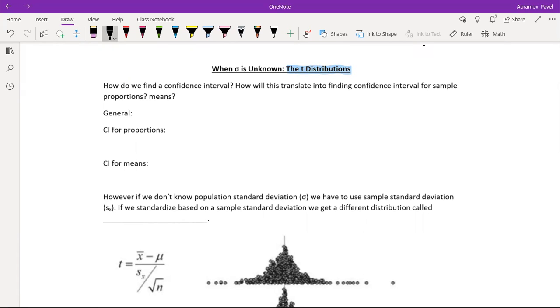So first of all, let's remember how do we find a confidence interval. There is a general formula for the confidence interval that is the following. You take the statistic, and remember, statistic is the value that you find from the sample, plus or minus critical value, and you multiply that critical value by the standard deviation of the statistic.